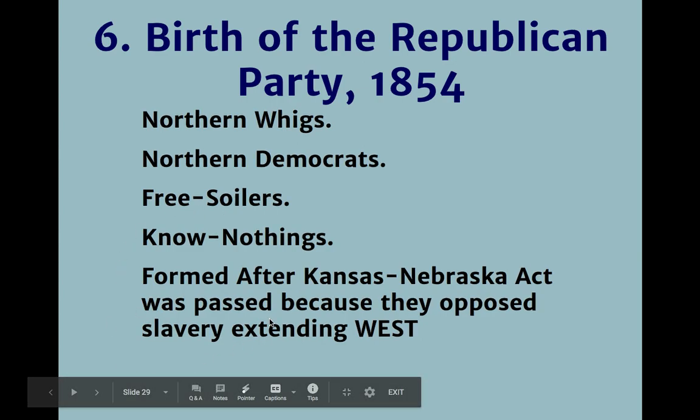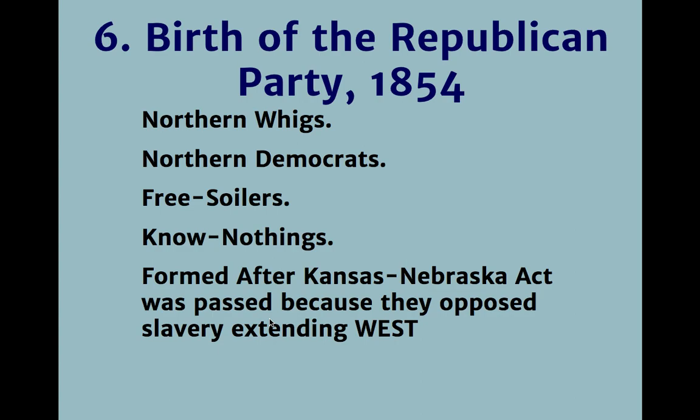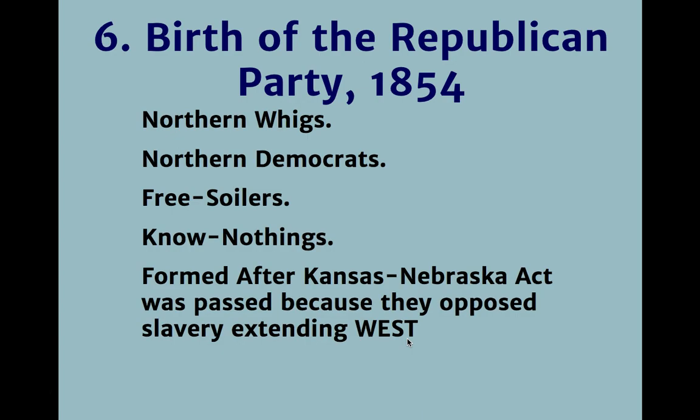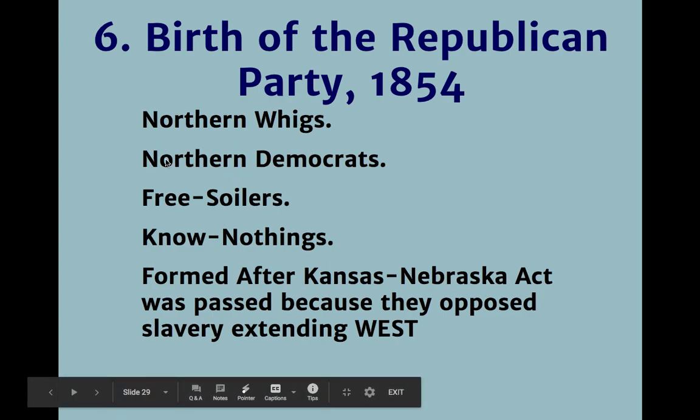Mostly these 4 groups are going to come together after the Kansas-Nebraska Act, after that issue of popular sovereignty and all of the violence that is happening in Kansas. The common thing that brings them together is that they oppose slavery extending west. Immediately you notice that they're not completely abolitionist, where we talked about ending slavery immediately. Their main position is to stop the spread of slavery. Make sure you have in your lines Northern Whigs, Northern Democrats, Free Soilers, and the Know-Nothings.